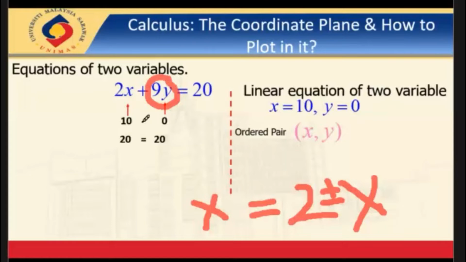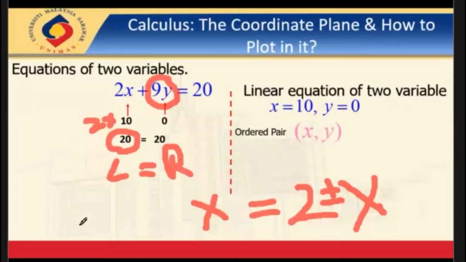So this will become 20 because 2 times 10, and this will become 0. As a result, the whole left hand side will become 20, and the right hand side is already 20. So the left hand side is equal to the right hand side. Then we can say that 2x plus 9y equal to 20 only if x equal to 10 and y equal to 0.